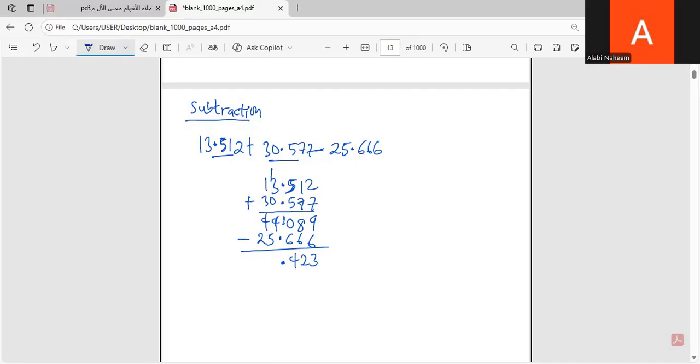So after borrowing 1 from 4 here, what do we have left here? All we have left there is 3. So 3 minus 5 is also not possible. So we borrow 1 from 4, and then we have 3. When you transfer that 1 to the 3 here, it becomes 10, and 10 plus 3 is 13. So 13 minus 5, that's 8. Then 3 minus 2 is 1. So 18.423. I think that's sufficient for subtraction.